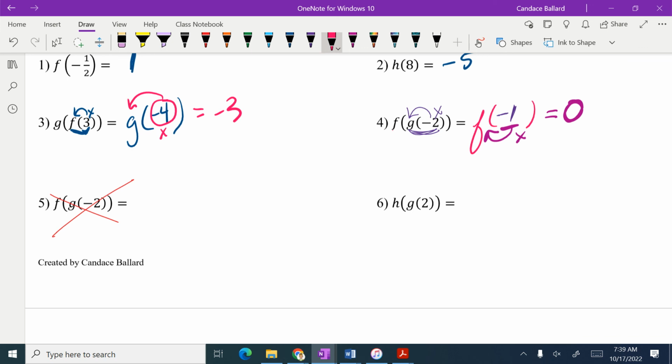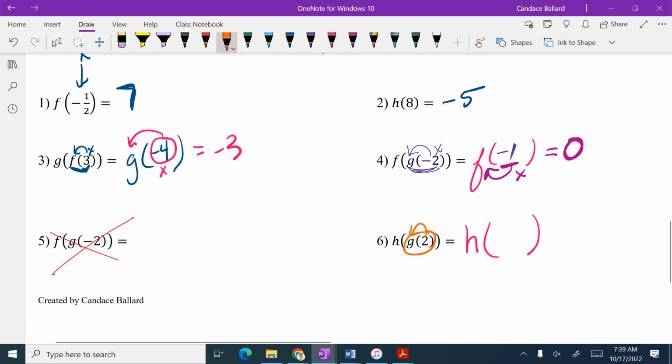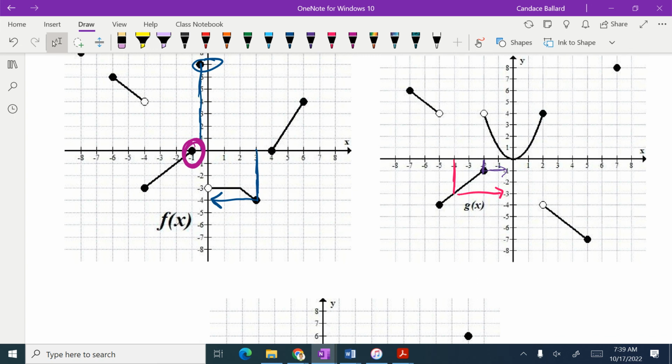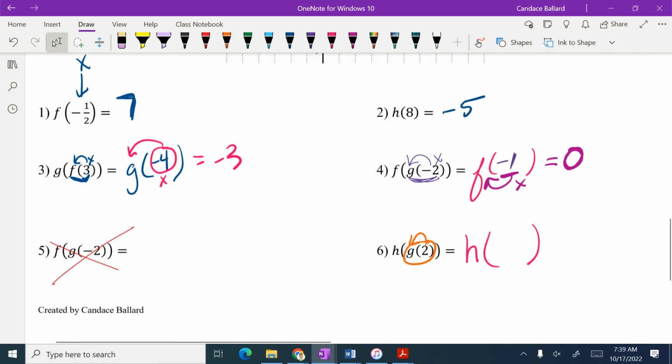Okay, what's my inside function on, or sorry, my outside function on 6? Okay, I heard h. So I'm going to take h, and I'm going to take this as my inside function. All right, my 2 has to go into g. Is 2 the x value or the y value? X value. Okay, so g of 2 on the x. What am I getting off of it? 4. So I've got 4.